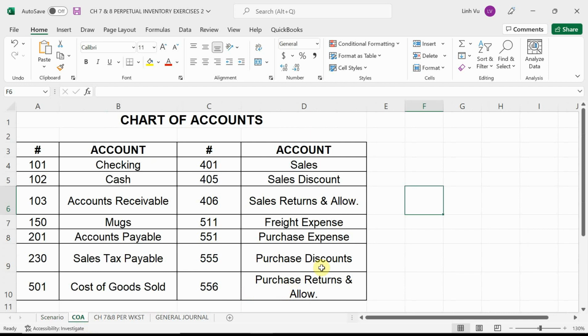So let's take a look at my chart of accounts. How should I journalize this transaction here? Checking, because it's a sale. In this case, I sold to them on an account. So it'd be accounts receivable, good. Accounts receivable and mugs, and then cost of goods sold. Okay, so there you go.